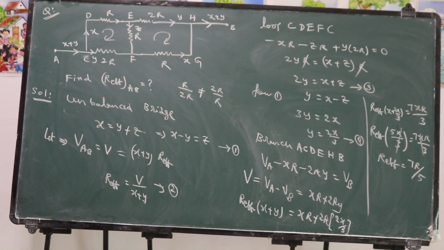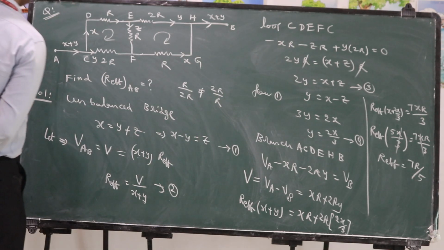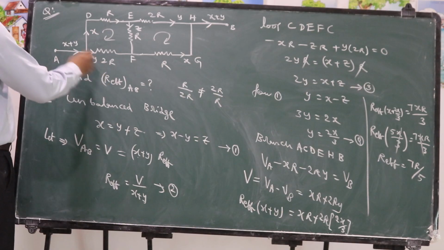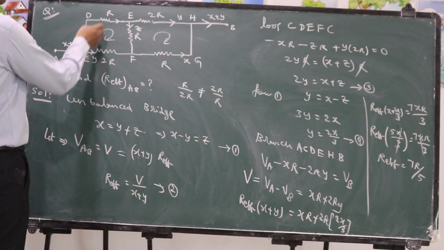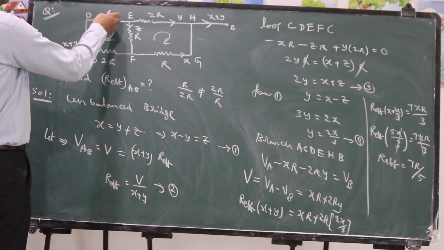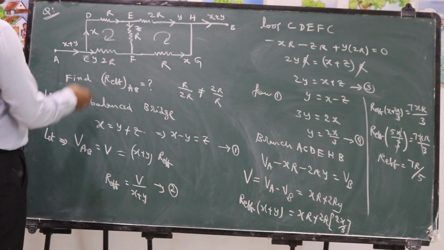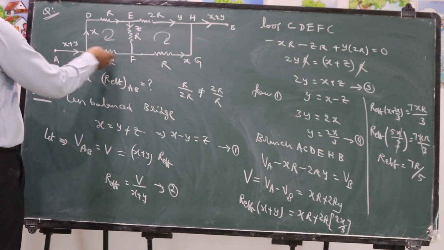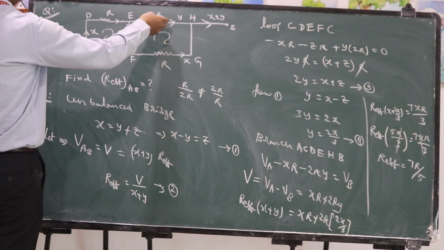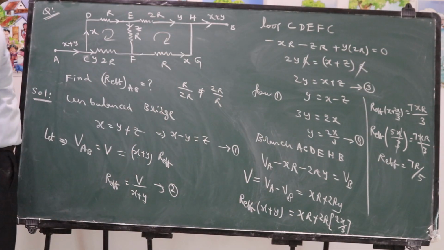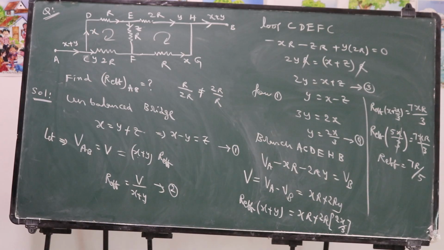In this way, we can solve unbalanced Wheatstone bridge by taking symmetry consideration. Symmetry consideration means through a resistance of R, X is the current going. Through the resistance of R, the same X is coming out. Through the resistance of 2R, Y is the current going. Through the resistance of 2R, the same Y is the current coming out. By using the symmetry considerations, we solved this problem.